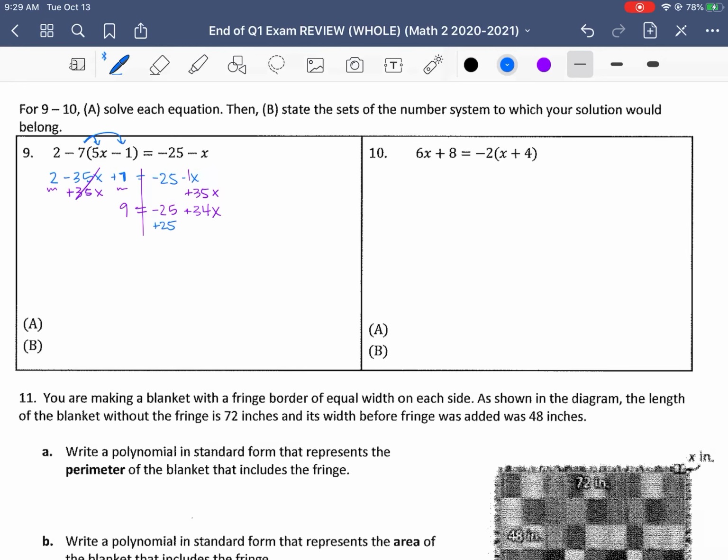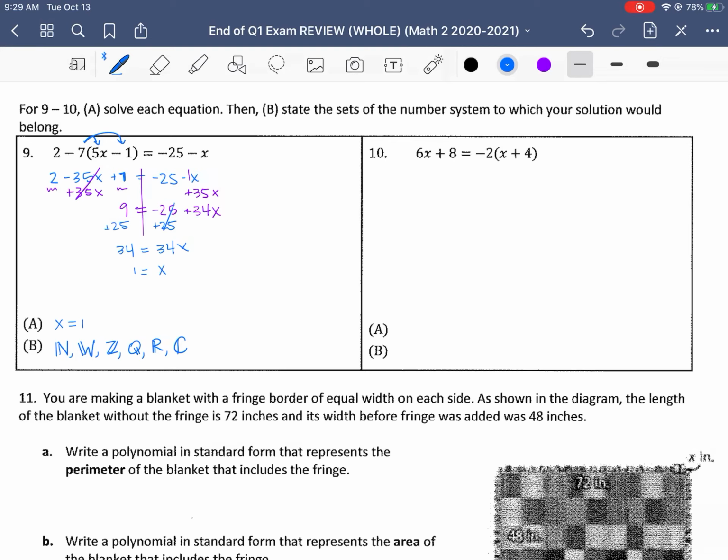Keep moving stuff around. We want to move the 25 away from the x term. So if we add 25, we get 34 on the left side. We still have 34x on the right. We divide by 34, and we get x is equal to 1. So x is equal to 1 here. Now remember, 1 belongs to the natural numbers, and if it belongs to the natural numbers, it's also a whole number, which is also an integer, which is rational, which is real, which is complex.